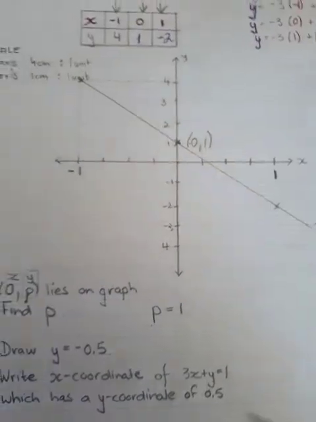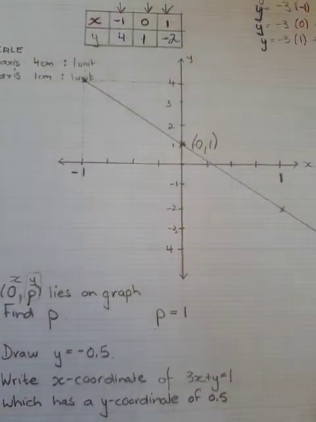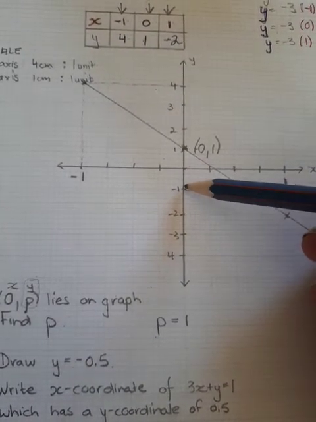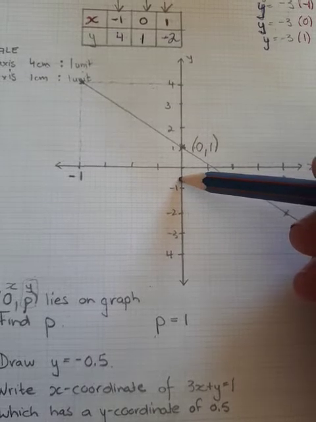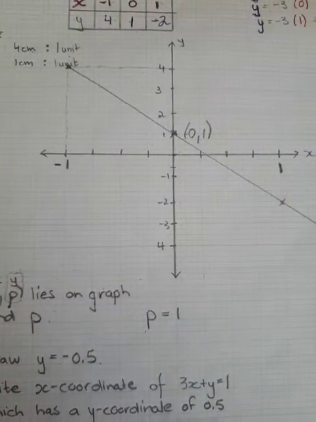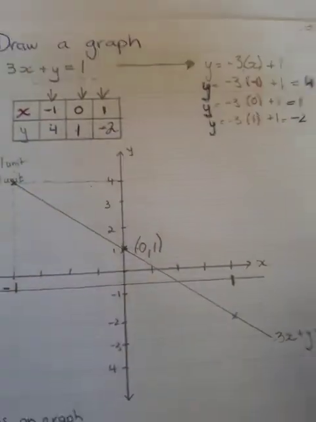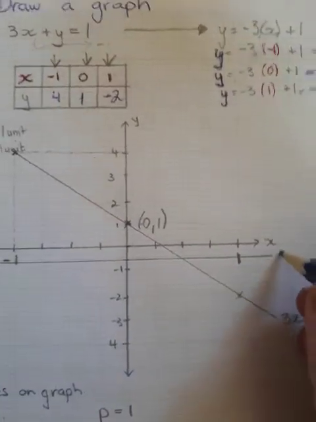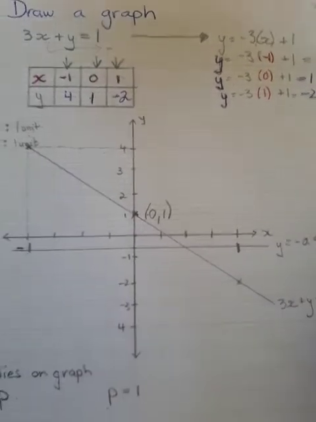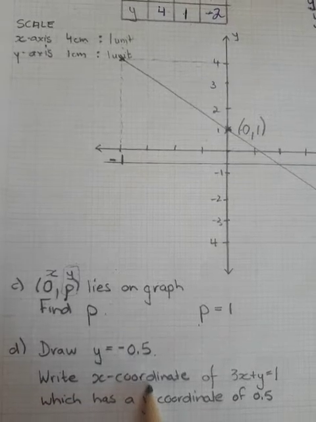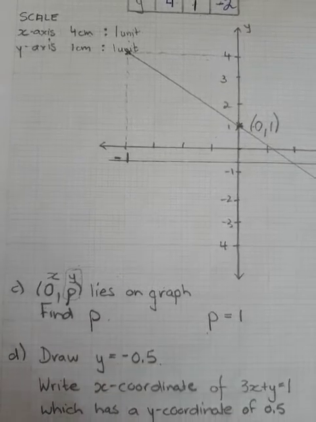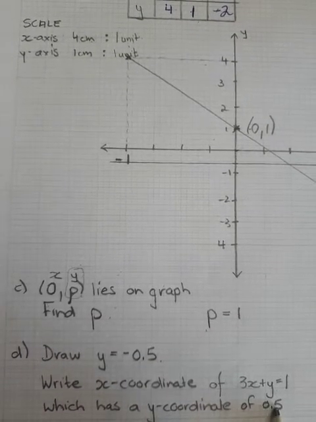So now I must find where y equals negative 0.5, and this is my y-axis, this is negative 1, so 0.5 is in the middle thereof, and I will draw a horizontal line at negative 0.5. So this horizontal line is where y equals negative 0.5. Now they're asking you to write the x coordinate of the graph line 3x plus y equals 1, where the y coordinate is 0.5.